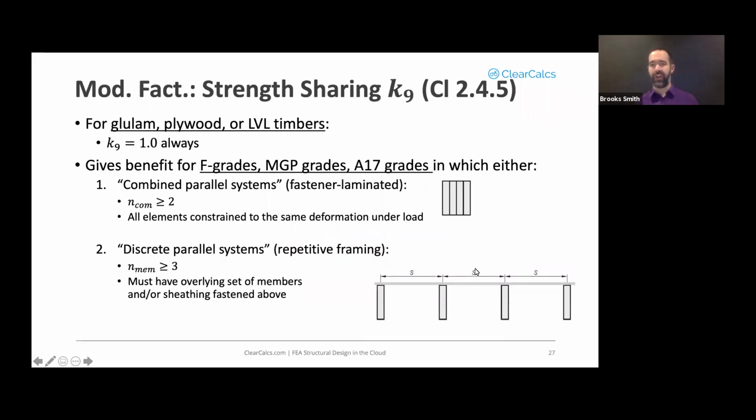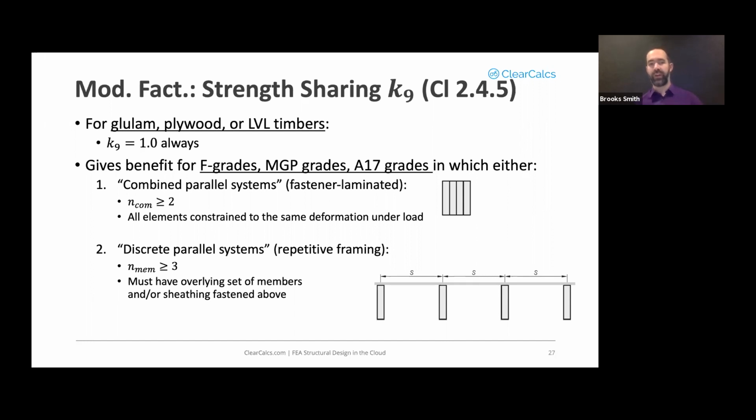Next, strength sharing factor. That's your K9 factor. If you are designing a glue lam, an LVL, or plywood, your K9 is just always 1.0. The standard assumes that those laminated members effectively have already taken a K9 into account because of their laminations. You can't take any further benefit from the K9 factor with glue lams or LVLs.